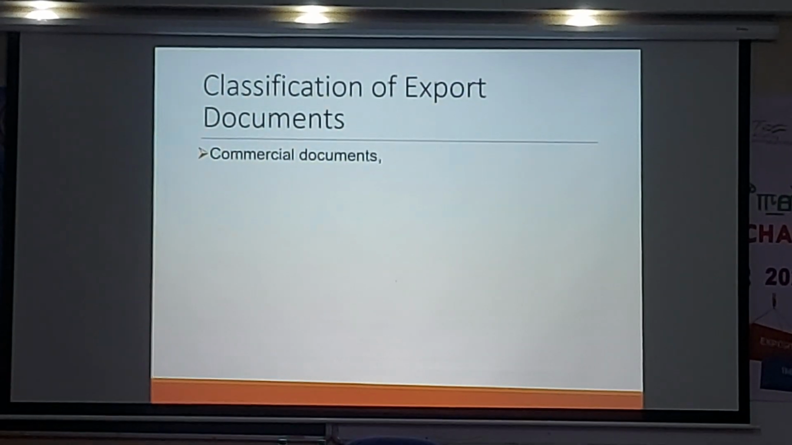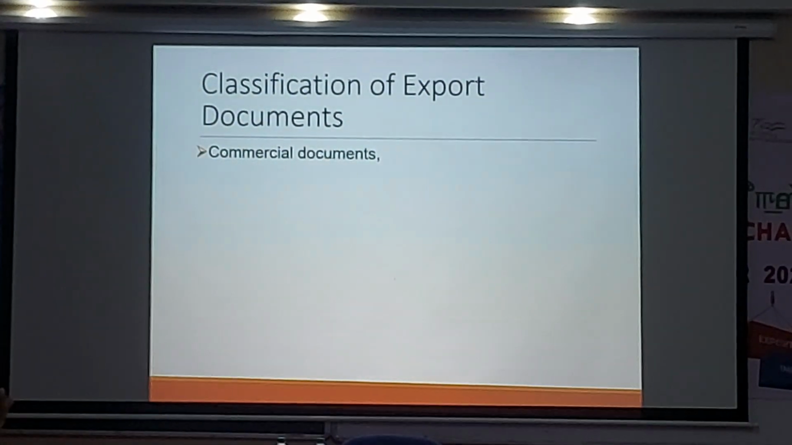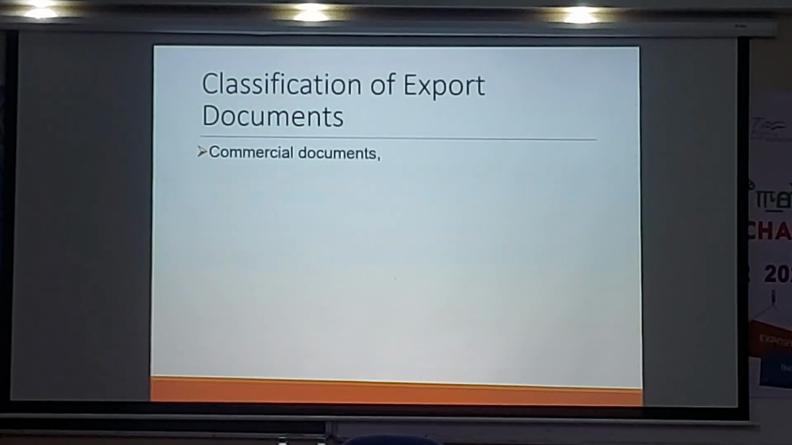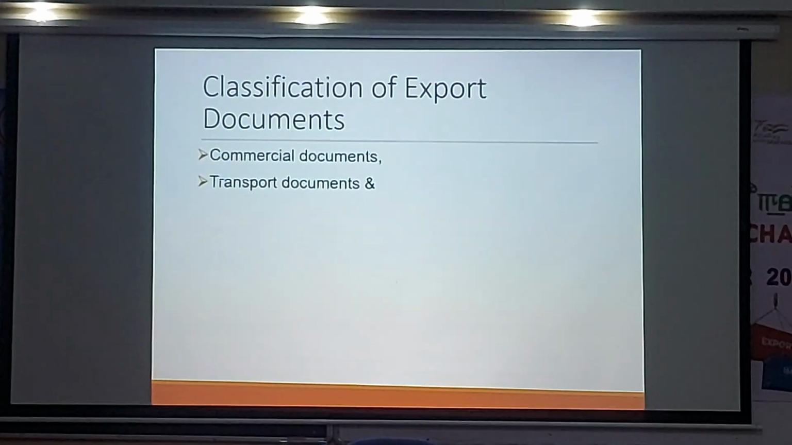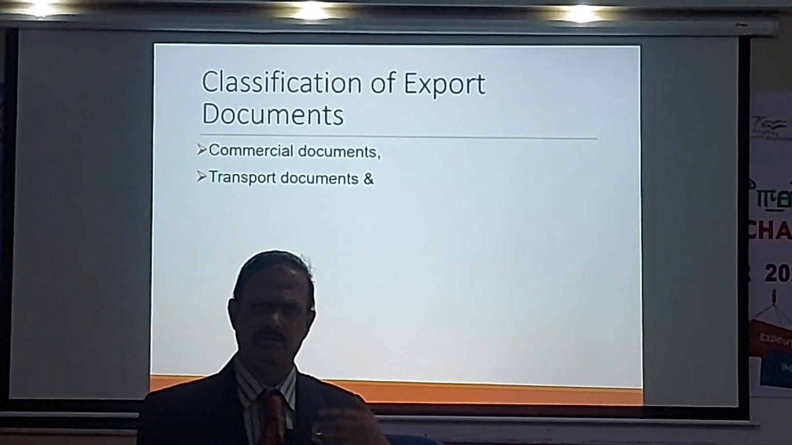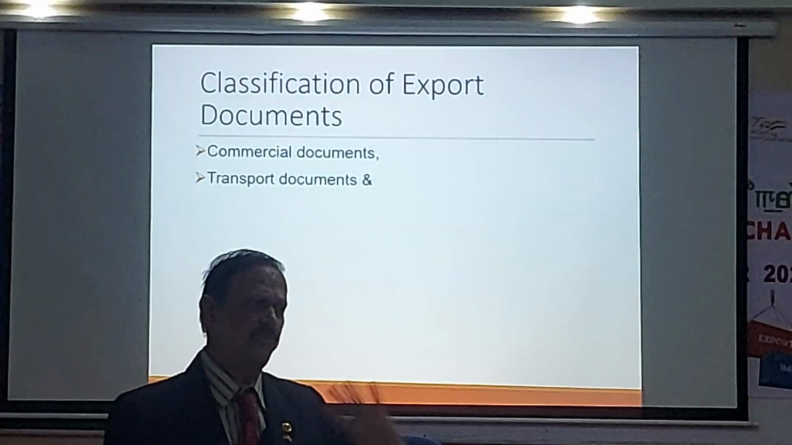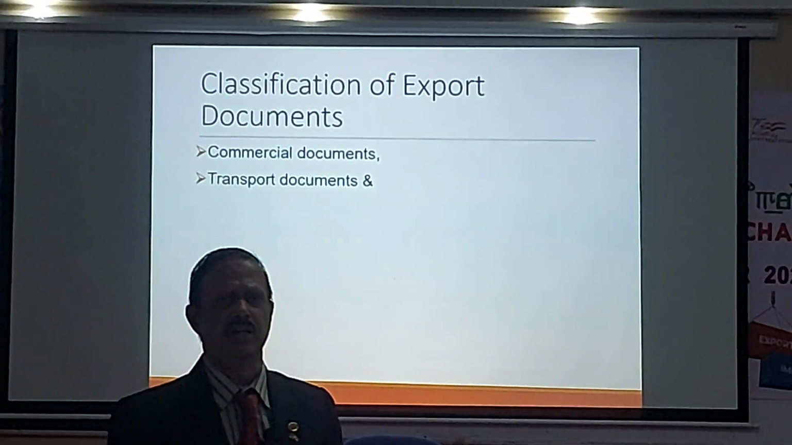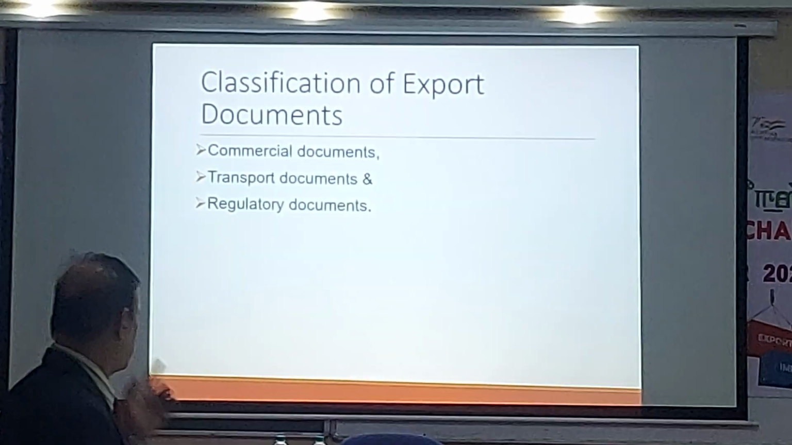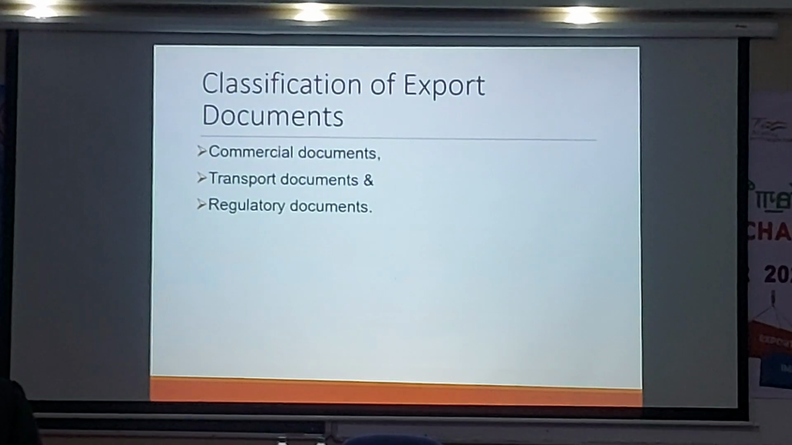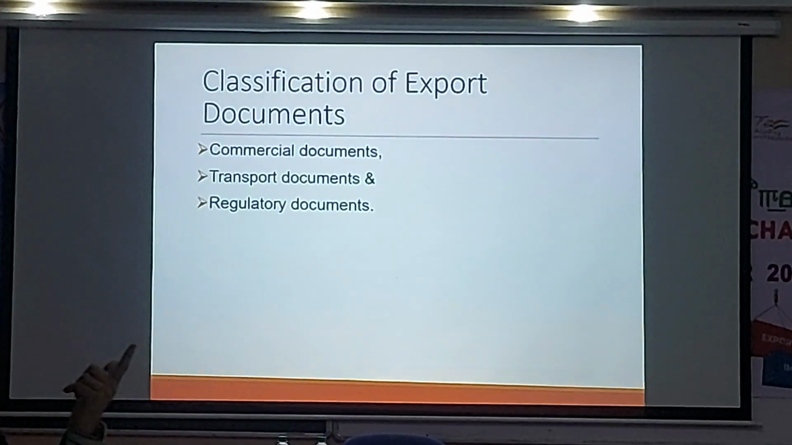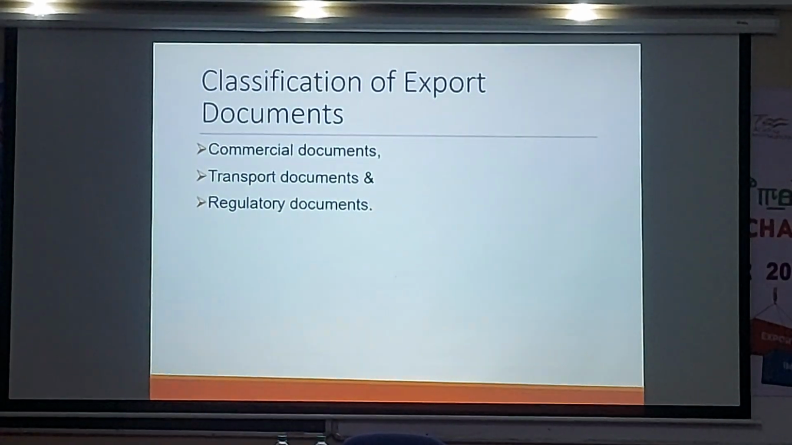What comes under commercial documents? Proforma invoice, commercial invoice, and packing list. They are used for commercial purposes. Then we have transport documents. What are transport documents? Those documents which give you either title of goods or evidence of the contract for transport. So bill of lading, airway bill, truck receipt. These are all transport documents. And finally you have regulatory documents, which are required by law, like the GR form for RBI and the shipping bill for customs.